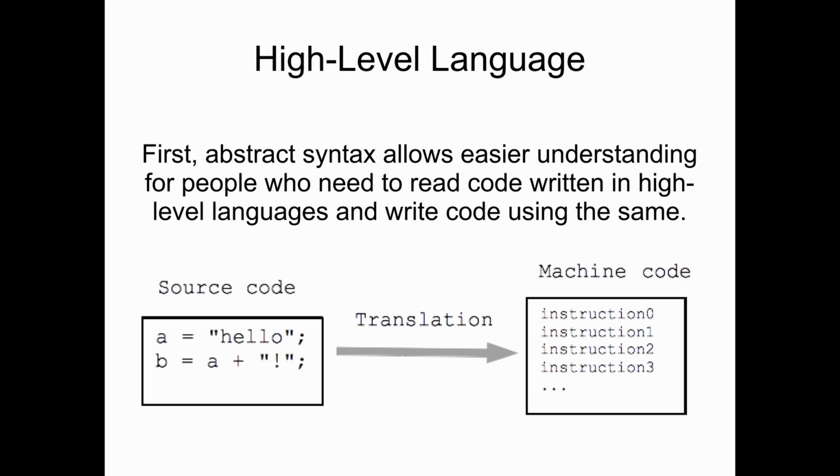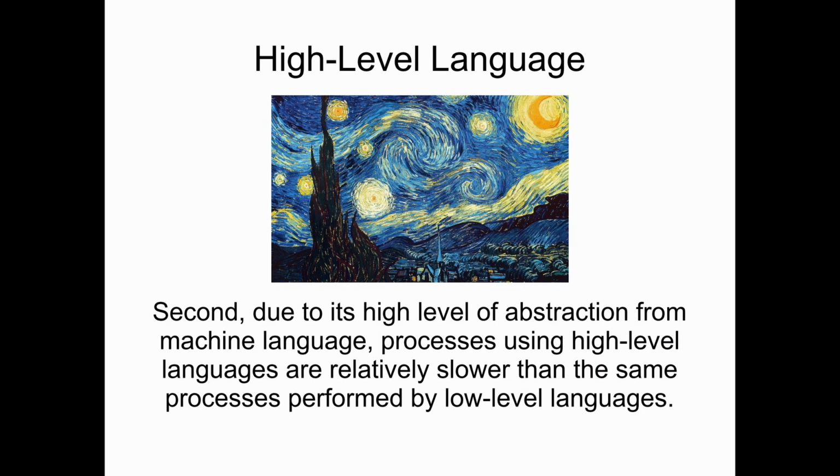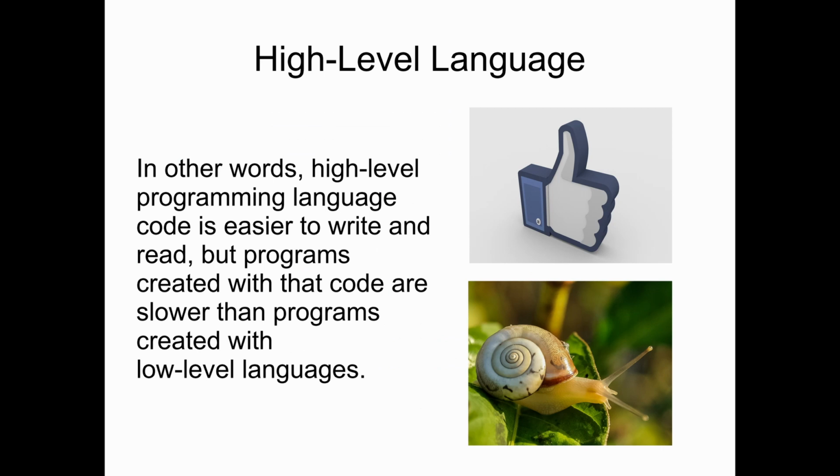First, abstract syntax allows easier understanding for people who need to read code written in high-level languages and write code using the same. Second, due to its high level of abstraction from machine language, processes using high-level languages are relatively slower than the same processes performed by low-level languages. In other words, high-level programming language code is easier to write and read, but programs created with that code are slower than programs created with low-level languages.